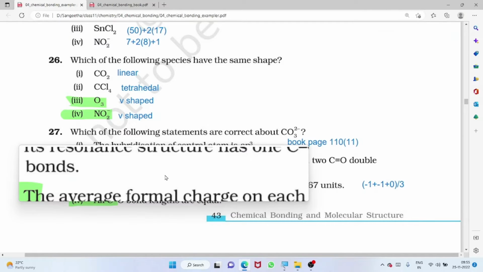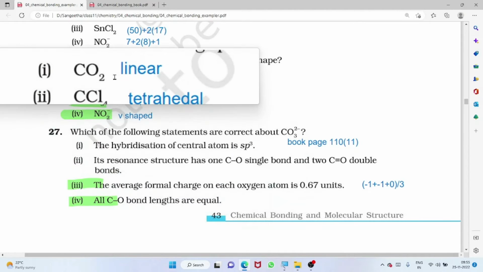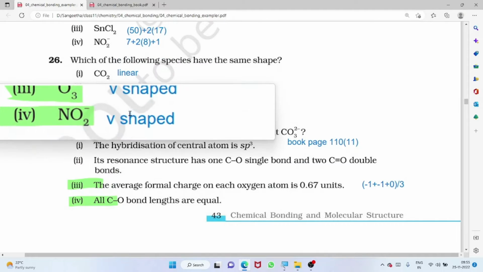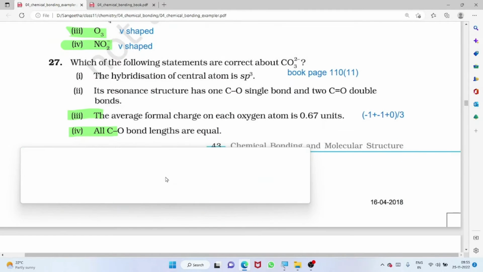Which of the following species have the same shape? So CO2 linear, tetrahedral, V-shaped, V-shaped. From the book you can see.